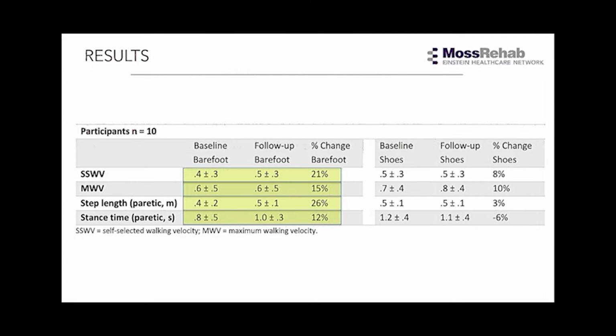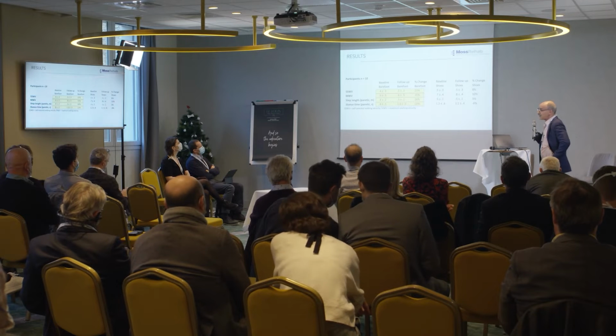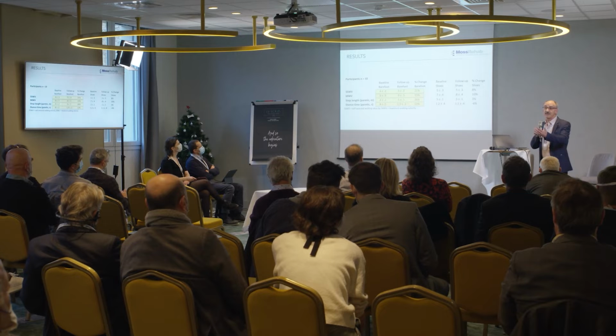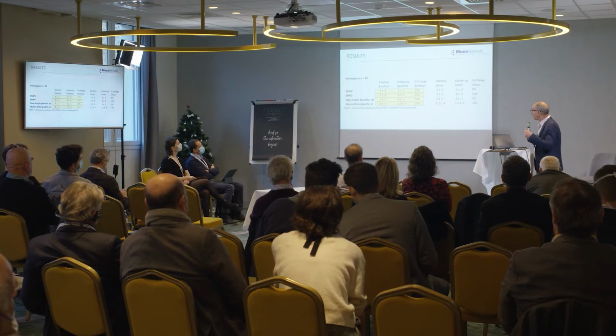What you see is that at follow-up, we had significant changes in walking velocity, an improvement of 21% on average for self-selected, not as much for maximum walking velocity. There was improvement in step length and a little bit of improvement in stance time. Now, interestingly, when you look at walking with shoes, the changes are not as significant. And that is because the shoe hides the deformity and protects the foot.